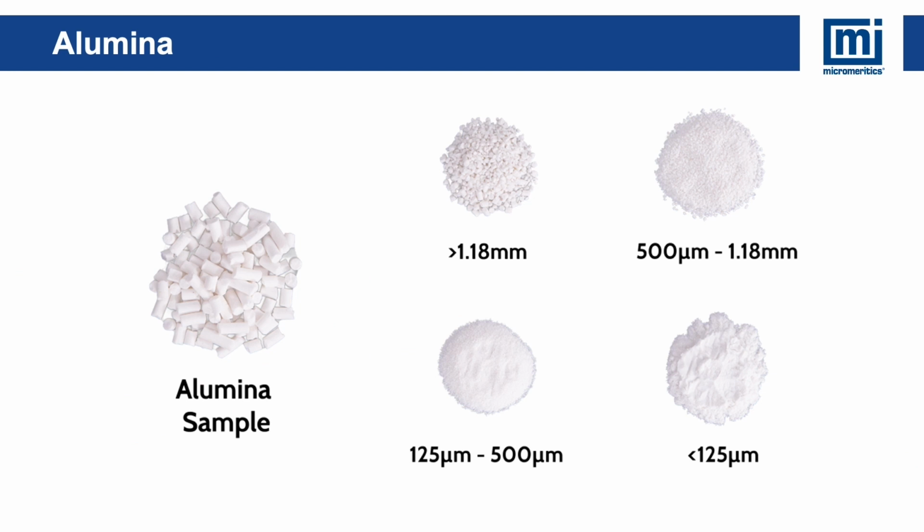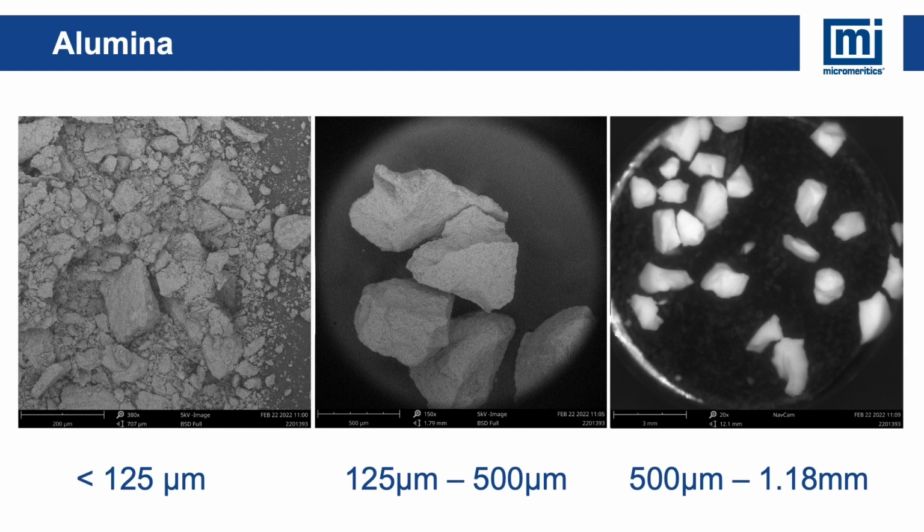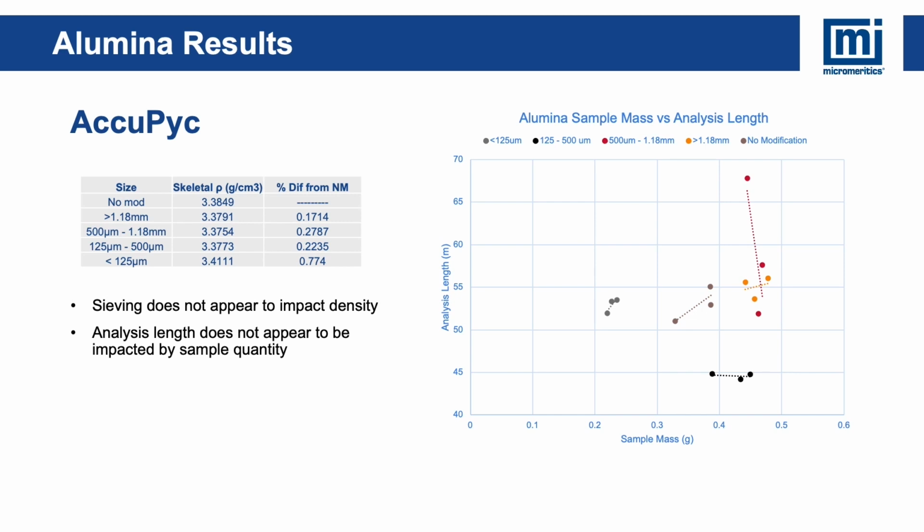Again, we can see the non-modified sample along with the different particle size ranges. Here are the three lower particle size ranges for alumina. We can see the surface is not uniform and particles larger than the size range are present in the lower ranges for this material as well. Density results are consistent across the different size ranges, and the analysis length does not appear to be impacted by the sample quantity.